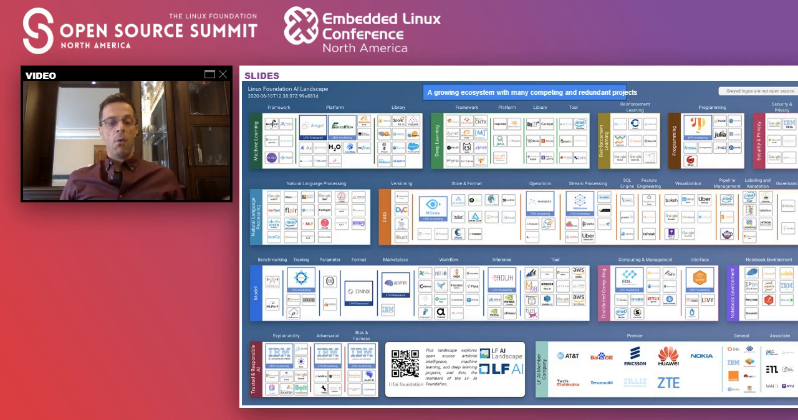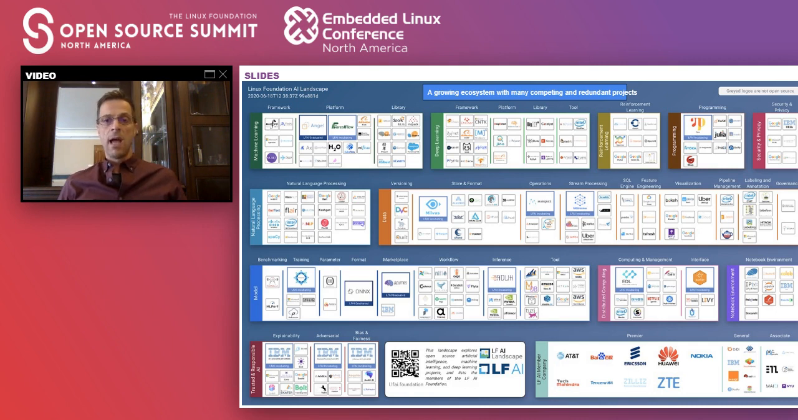This is one of my favorite slides that I use in almost all of my presentations talking about LFAI. It illustrates the very growing ecosystem of open source AI. This is the LFAI landscape, which covers all the top tier projects categorized in different categories. This is actually an interactive landscape. If you visit the website, https://landscape.lfai.foundation, you'll be able to click on each of these projects and get a lot of information from them.